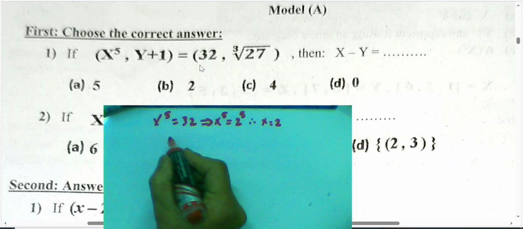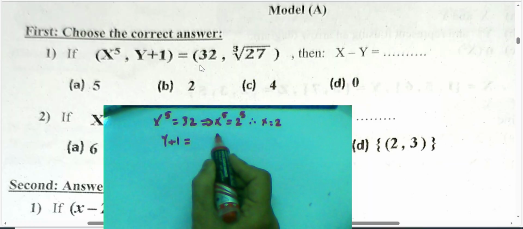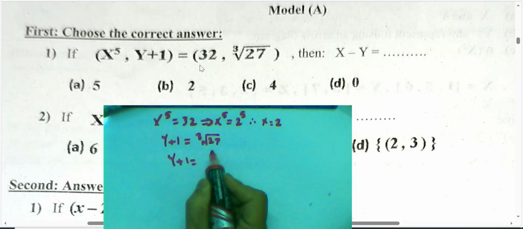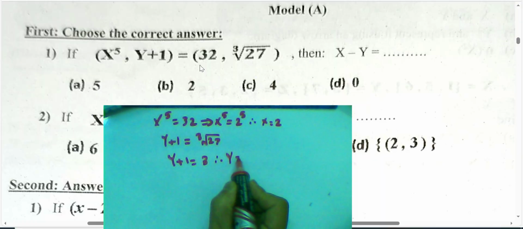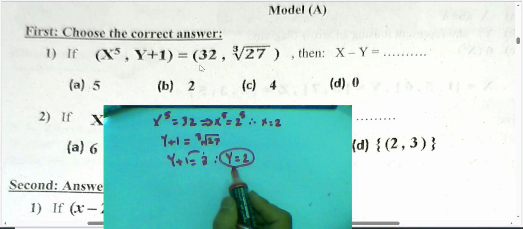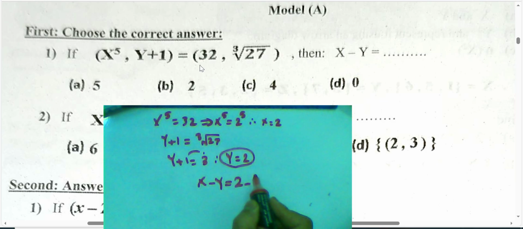And second projection, y plus 1 equivalent to cubic root of 27. Then y plus 1 equals cubic root of 27 equals 3. And the value of y equals 3 minus 1 equals 2. We have the value of x and y. You want x minus y, right, 2 minus 2 equals 0. The difference will be 0. Choose letter D. Next question.